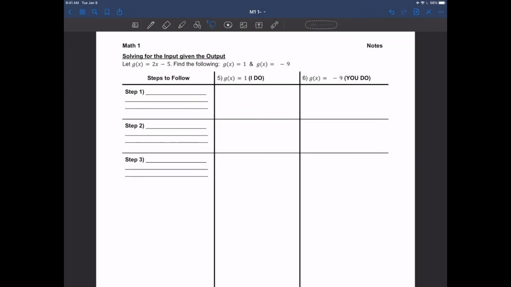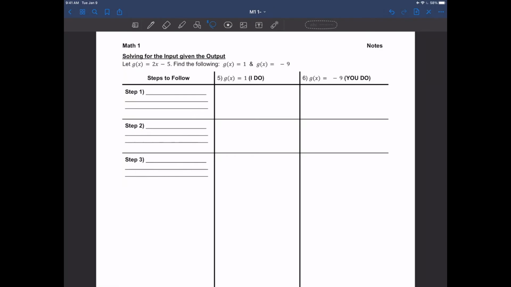All right, solving for the input given the output. This is also just solving the function. Let g of x equal 2x minus 5. Find the following: g of x equals 1 and g of x equals negative 9. Again, I'm not going to write down what the steps are. I want you to try to think about it in your own words. I'm going to do number 5, and I'm going to ask you to do number 6.